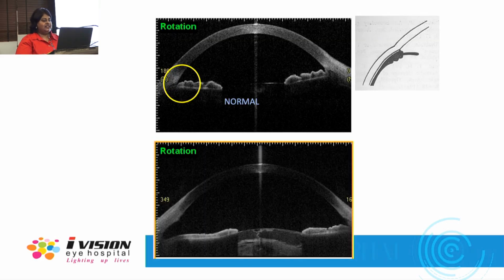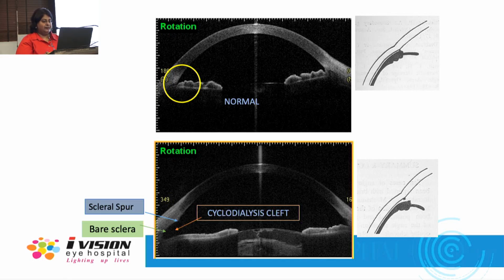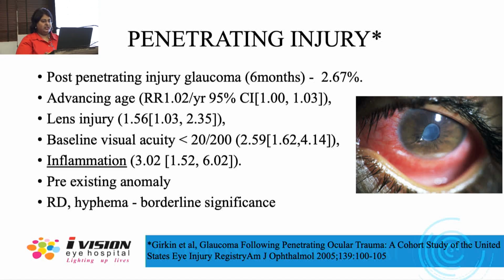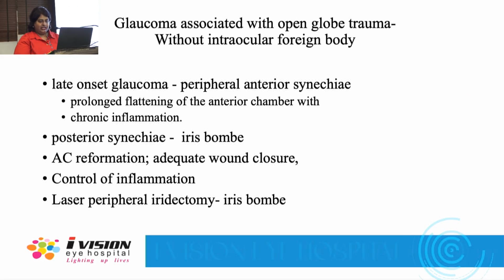This is an example where you can see that the trabecular meshwork, the scleral spur and the iris root have detached, and there is a communication. Here again, in the ASOCT, you can see that cleft. That is the bare sclera, and that space is a cleft. Penetrating injury leads to glaucoma in 2.67%. Advancing age, lens injury, baseline visual acuity, inflammation and pre-existing anomalies all tell about the prognosis. The structural alterations and blockage of the trabecular meshwork are a pointer.